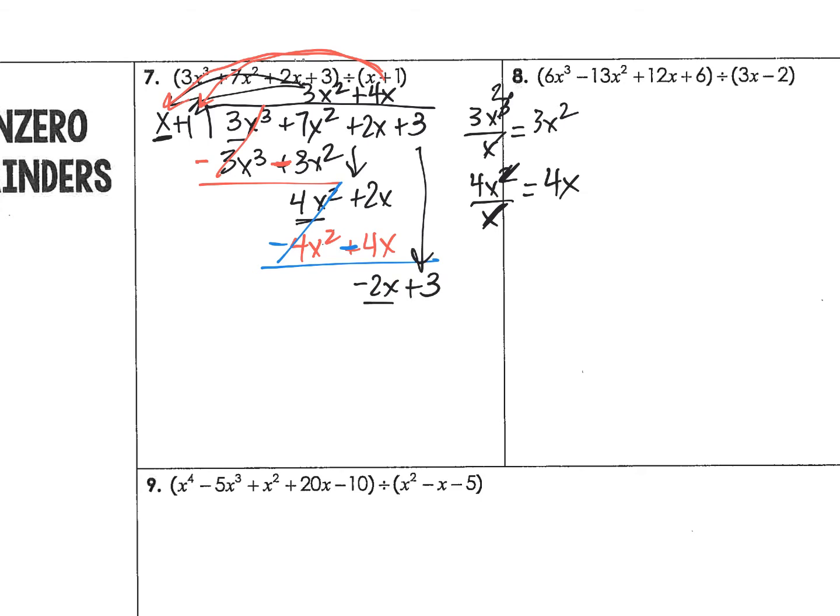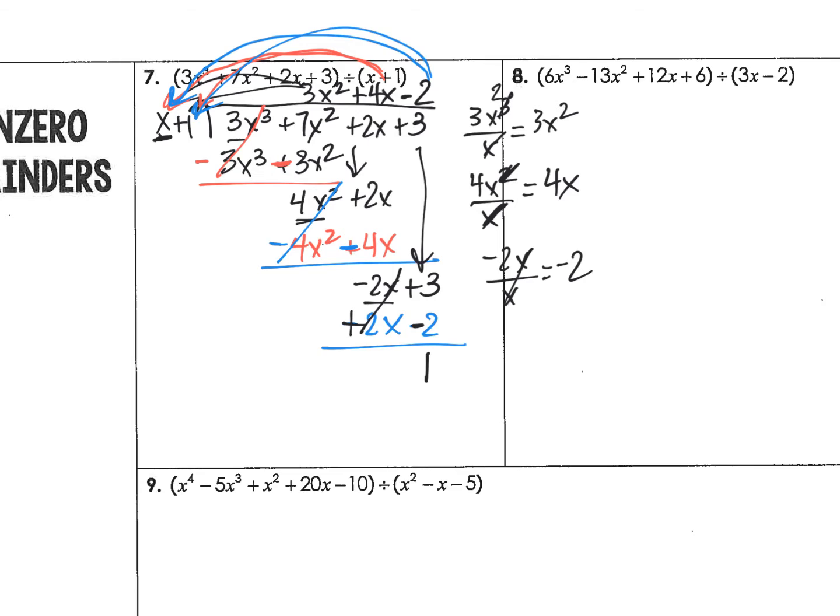So last but not least, here we go. Negative 2x divided by x is negative 2. We're going to multiply negative 2 times x, so negative 2x. And we're going to multiply negative 2 by 1, negative 2. So now we're going to change the signs. That goes away, and we're left with 1. So we have a remainder.